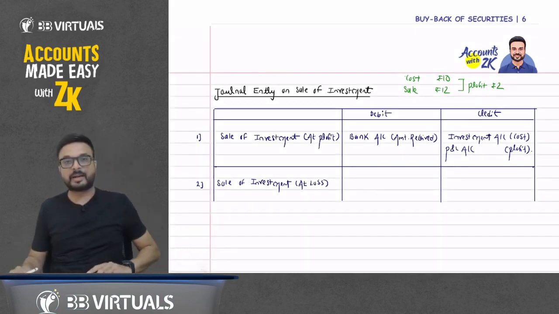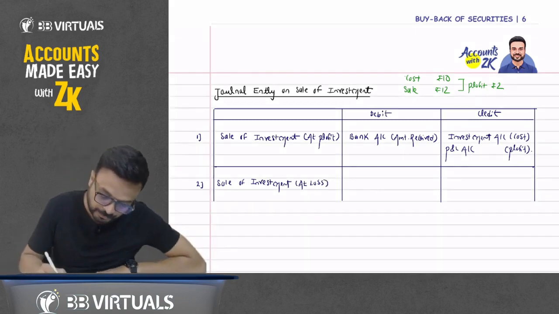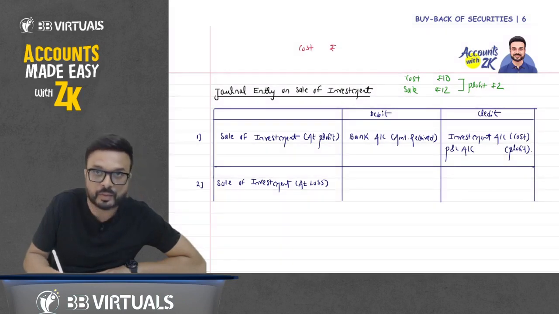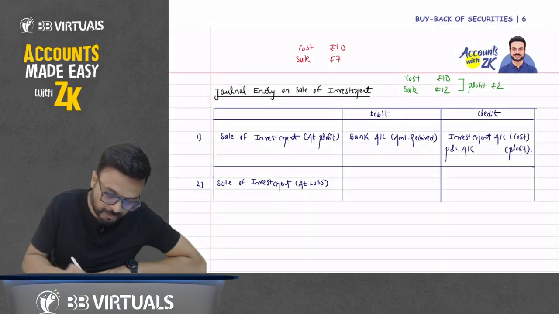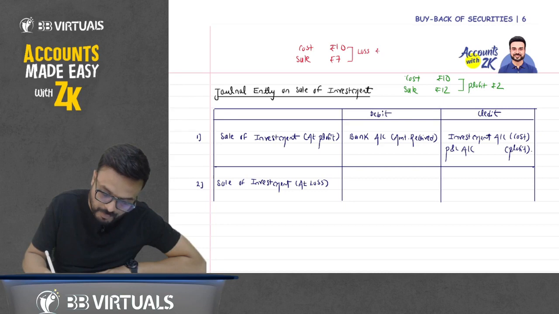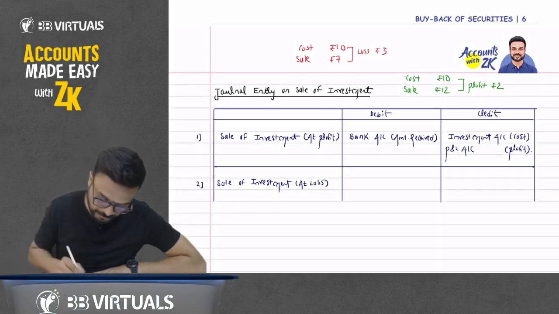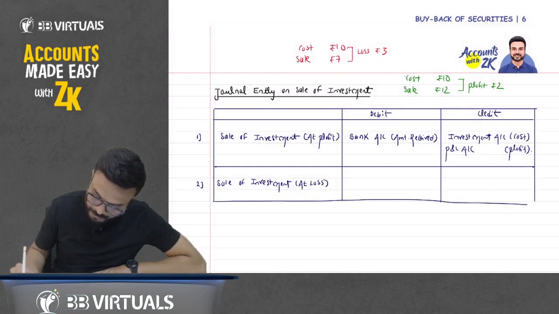So let me give you an example of loss. Suppose the cost of investment is rupees 10 crores and you sell at rupees 7 crore. It means there is a loss of rupees how much? 3 crores. So how do we record this sale of investment at loss?